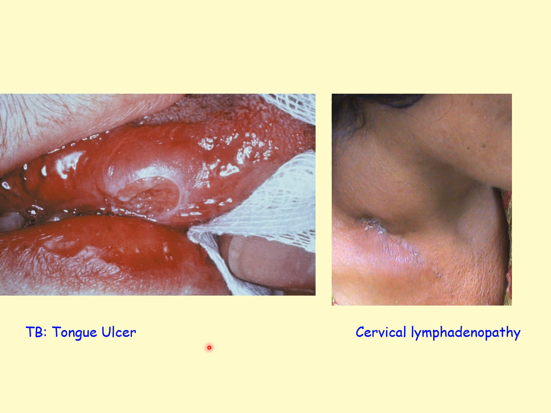On this slide, you can see the two key manifestations of tuberculosis in the head and neck region. Firstly, an ulcer involving the right ventral tongue, and then cervical lymphadenopathy with fibrosis involving the right neck. So those are the two key manifestations of tuberculosis in the head and neck region.